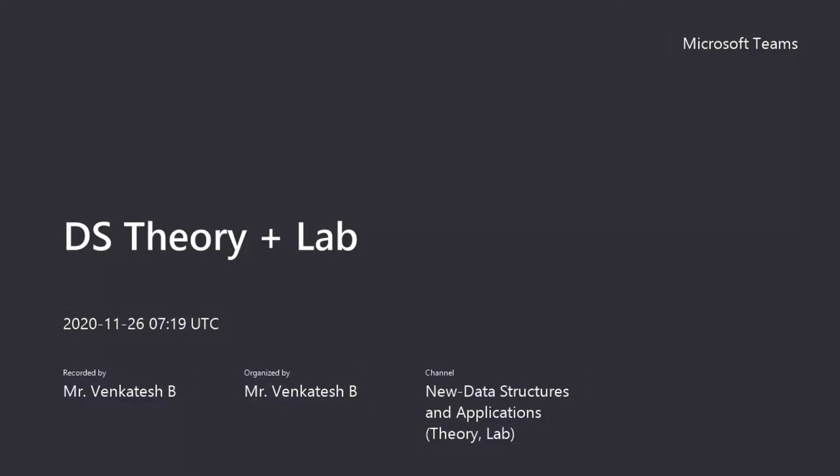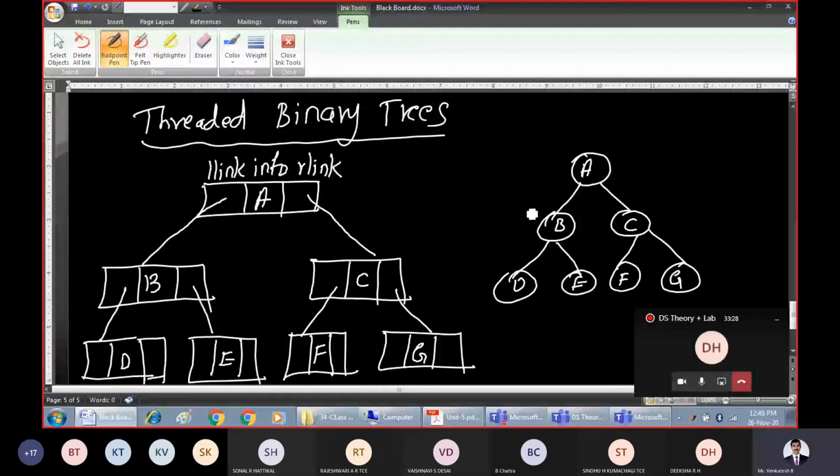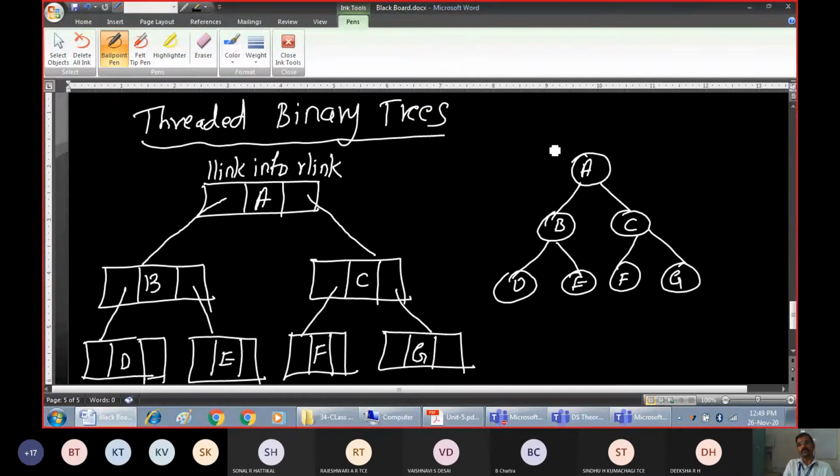Actually, this is a threaded binary tree. So given some tree like A, B, C, D, E, F, these are some nodes of a tree, and this is drawn in the form of actual nodes, because every node contains three pieces of information: the actual data part, the left link part, and the right link part. Left link will point to the left subtree, right link will point to the right subtree.